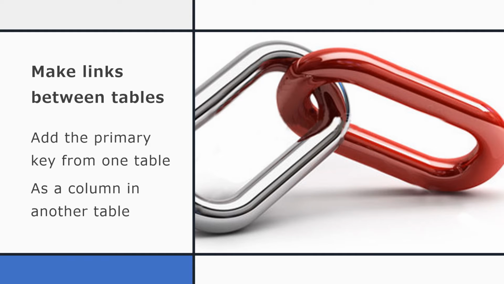Now, how do we make these links work? What we do is we take the primary key from one table and put it as a column into another table, and that will link the tables. We use the primary key because remember that will uniquely identify, for example, the customer, and the customer won't get mixed up with any other customer.